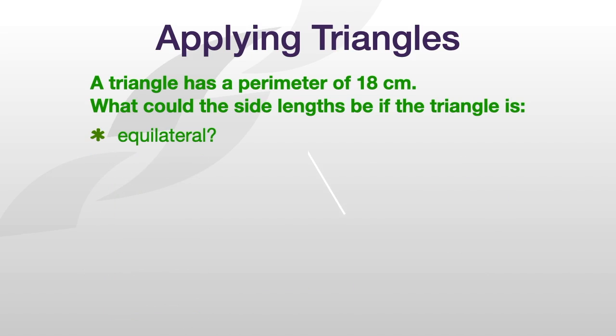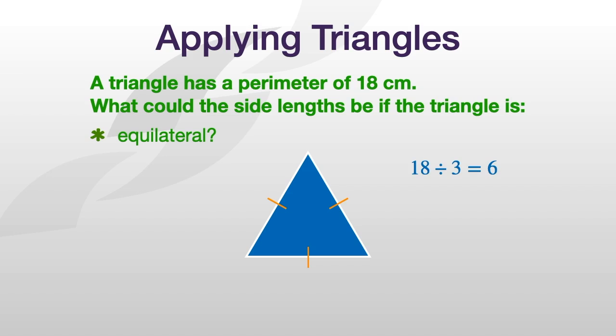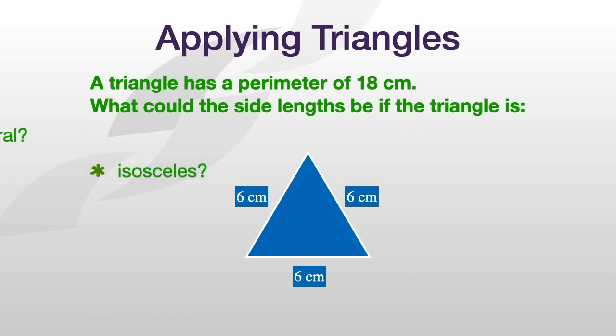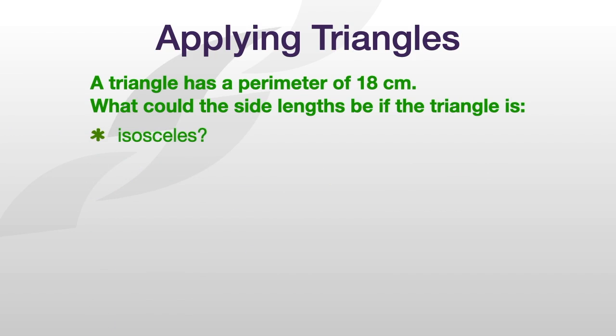If the triangle is equilateral, all three sides are equal. So if we divide the perimeter by 3, we see that the dimensions must each be 6 centimeters. An equilateral triangle is also isosceles because it has at least two sides equal. But what other possibilities are there?